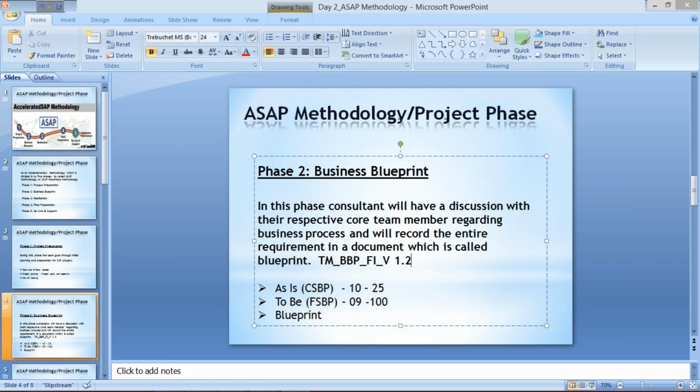So if somebody asks which version we are going to send to the client for sign off purpose, you have to say the final version. Generally we take the printout of the final version and we get a sign off on that.